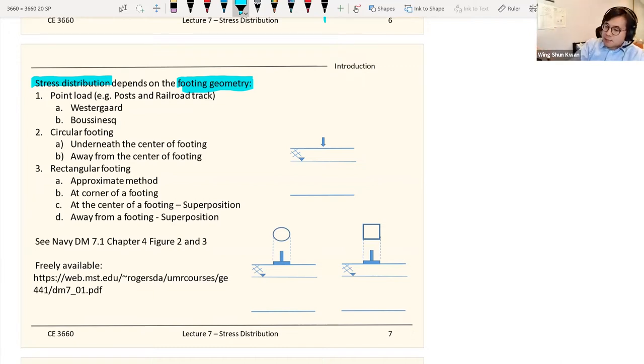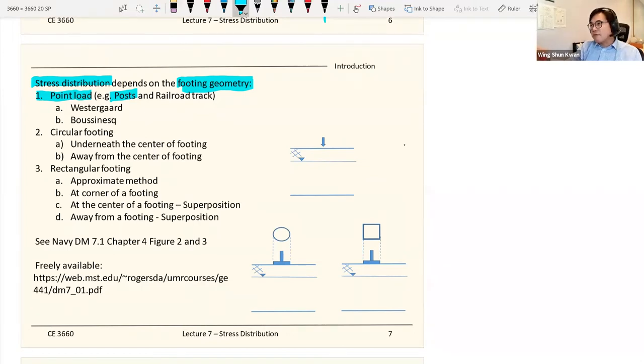The first case is where we treat the whole thing as a point load. That's the most straightforward way. This assumption makes sense when you have a pole, or a column sticking into the ground, so it makes sense to treat it as a point load on the ground.